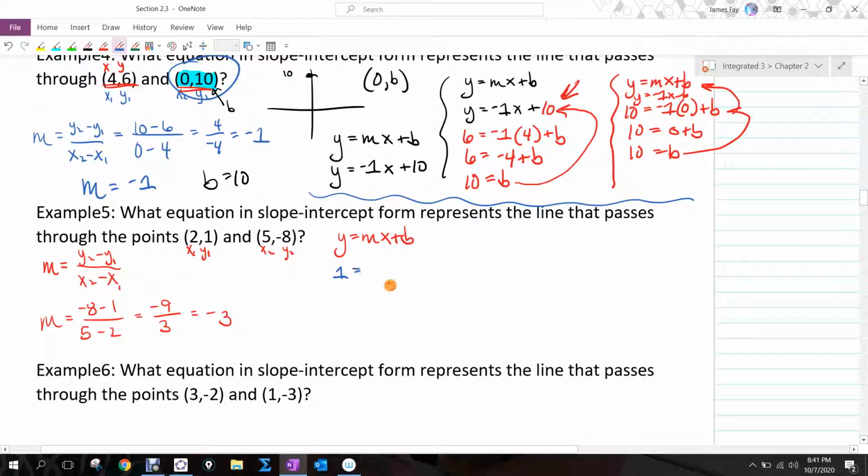Actually, let's do this real quick. Let's plug in what I know to be my slope. You don't necessarily need this step, but I think it's helpful. So I have that, knowing my slope.